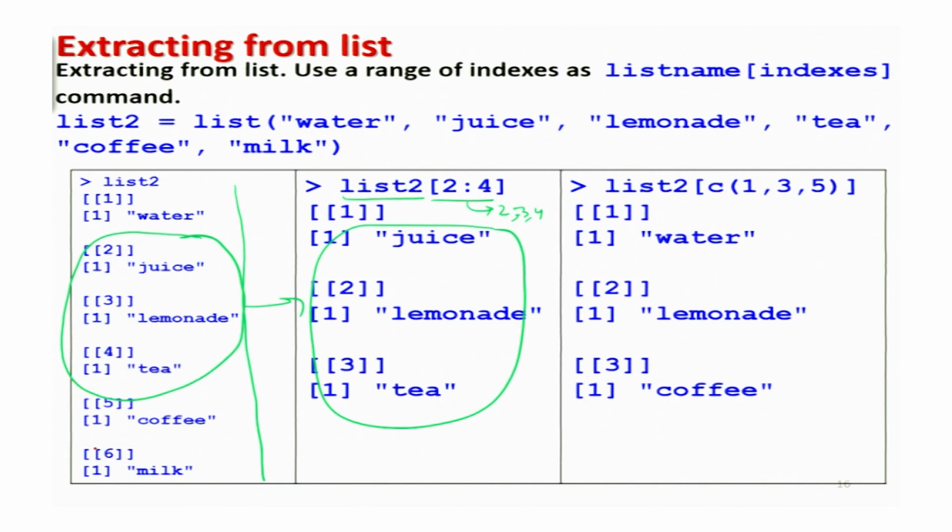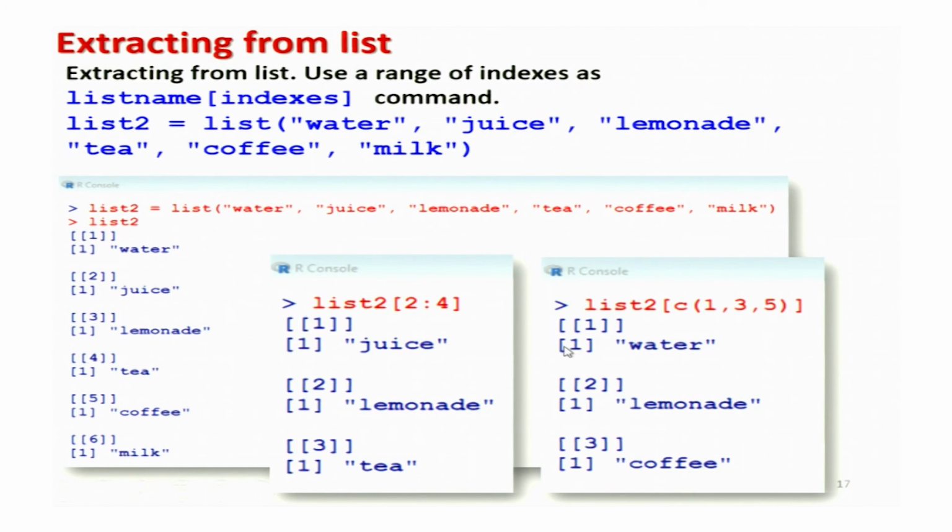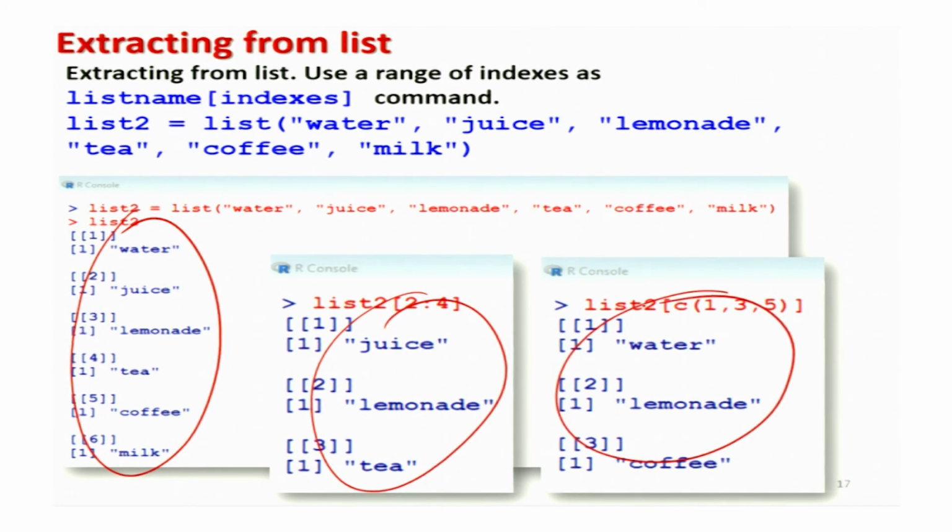And similarly, if you want to do the same operation that you did in the case of list 1, that you want to extract the elements in the list 2 which are at the first, third and fifth position. You can see at first you have water, then at third you have lemonade and at fifth you have coffee. So, if you operate it here, you get a list which has these 3: water, lemonade and coffee. And this is the screenshot of the same operation, where you have all the 6 elements and now here are the extracted elements, right.